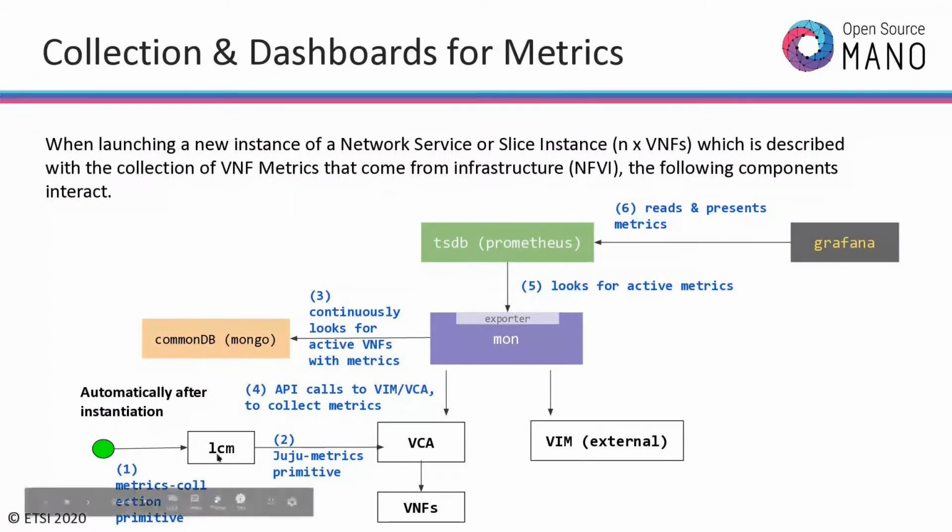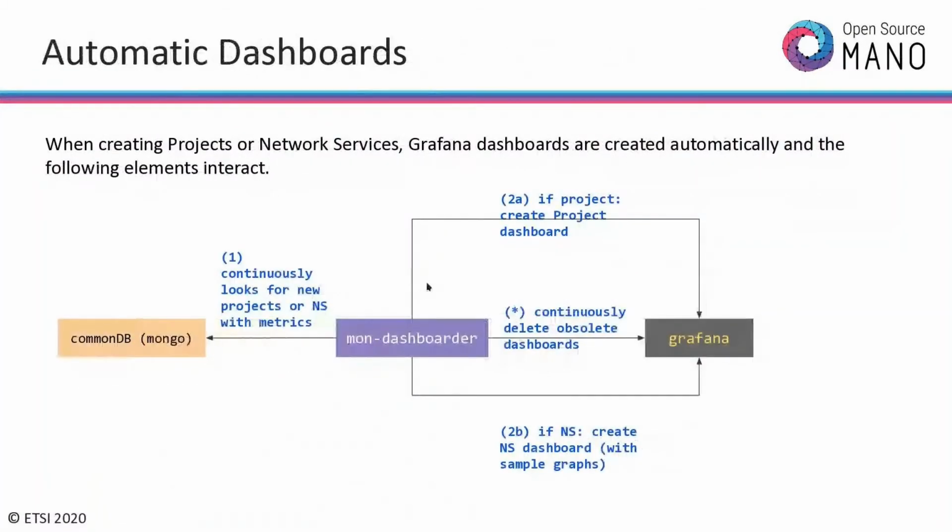Also, this is the path that the metrics follow until they are stored in Prometheus. And also we have automatic dashboards. So when you are getting metrics, MON creates a dashboard in Grafana just for you and for the NS that you are deploying.